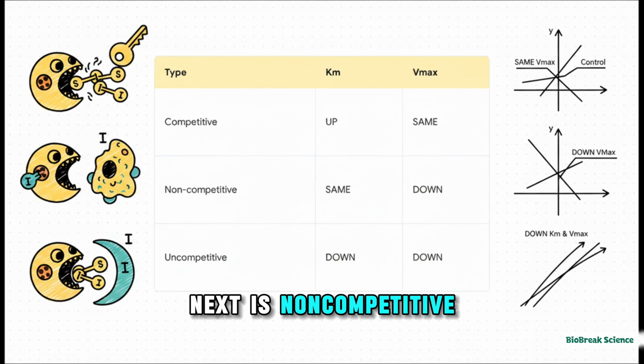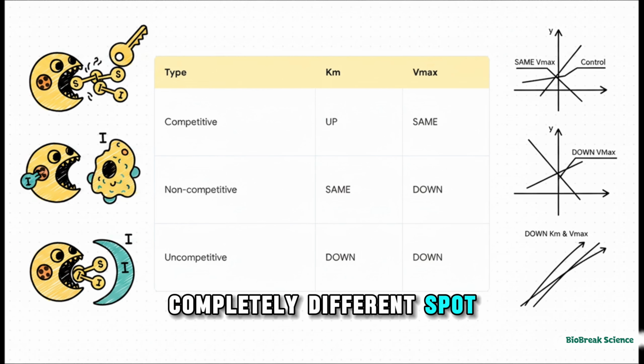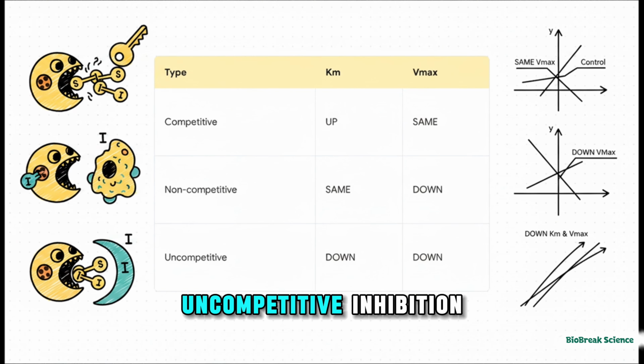Next is non-competitive inhibition. Here, the inhibitor binds to a completely different spot, called an allosteric site, and it changes the enzyme's overall shape. Because it's not blocking the active site at all, the normal substrate can still bind just fine, so Km stays the same. But a fraction of your enzymes are essentially broken and distorted by this process, so your overall Vmax, your maximum speed, goes down. Finally, we have uncompetitive inhibition.